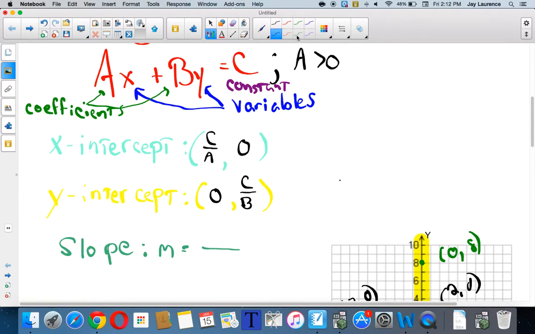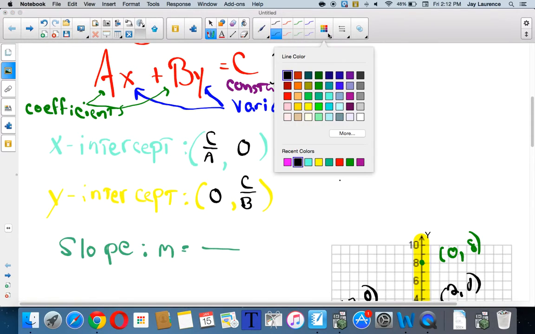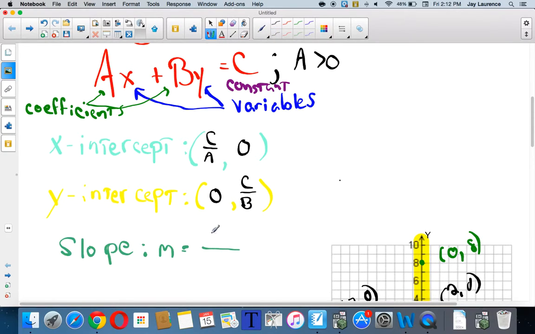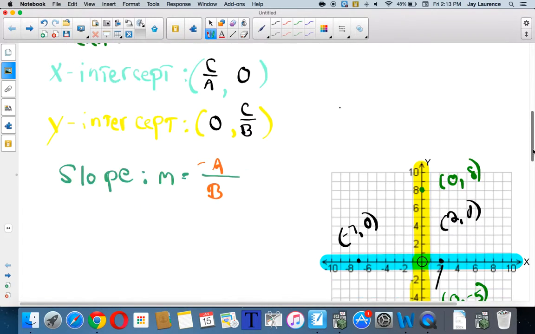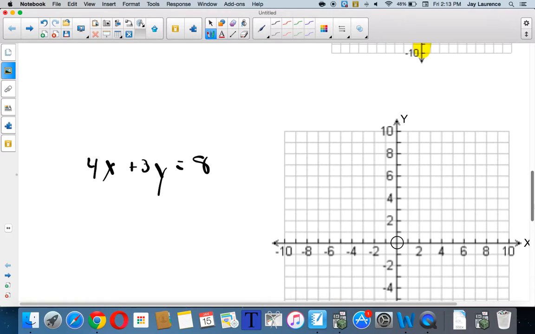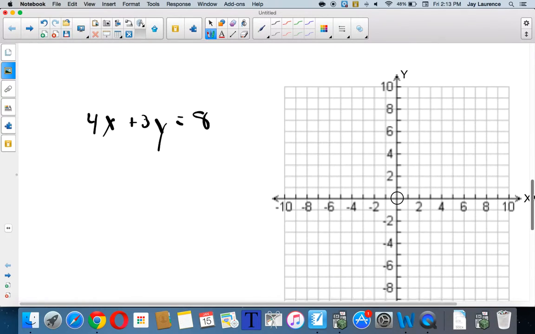All right, so to figure out the slope is just as easy. To figure out the slope, all we need to do is take the negative of a and divide it by b. And that's how you get your slope, okay, when you're in standard form. You certainly could convert it to slope-intercept form, but I don't know why you'd want to.